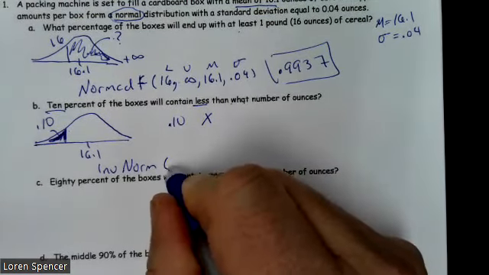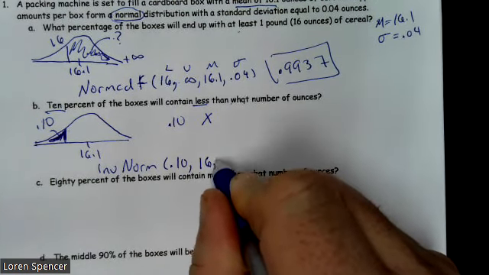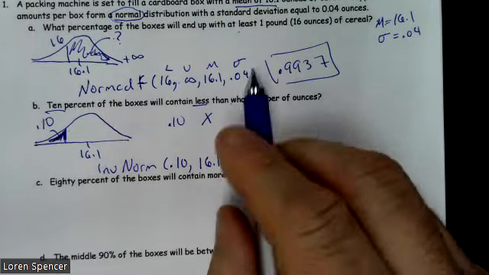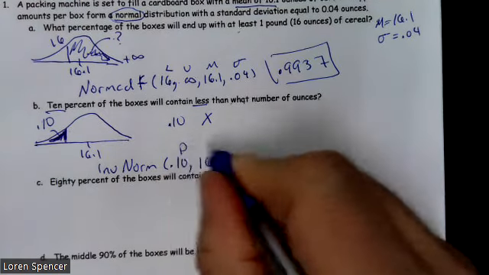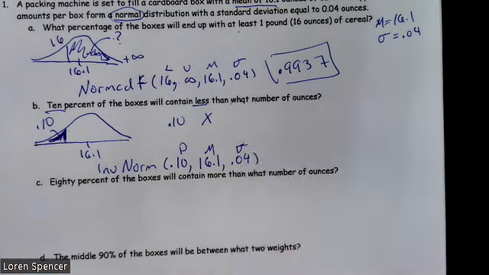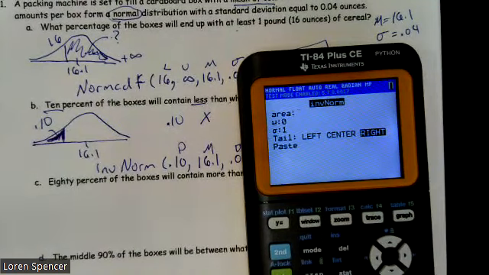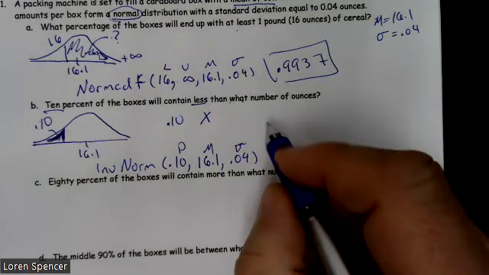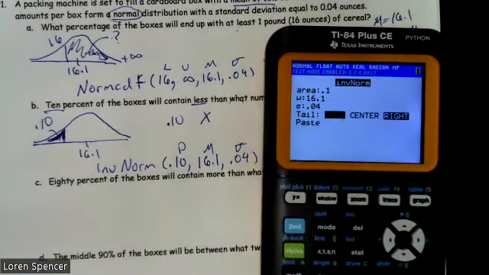Inverse norm, the first thing the calculator is going to ask you for is that percent. Then it's going to ask you for the mean, which is 16.1. Then it's going to ask you for the standard deviation, which in this case is 0.04. So second vars, inverse norm. My area, 0.1. My mean, 16.1. And my standard deviation is 0.04. And we shaded on the left-hand side, and the calculator reminds us to write that down. Make sure we highlight left.